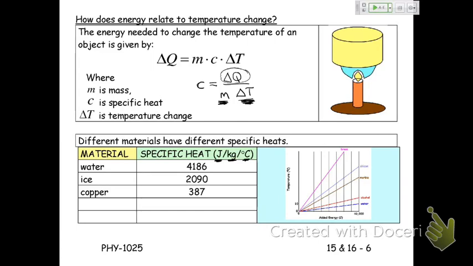If I took water, the same substance that ice is made of, I would get 4,186 joules. Water is one of the hardest substances to heat up. It's also one of the hardest substances to cool down. It's kind of very stabilizing.